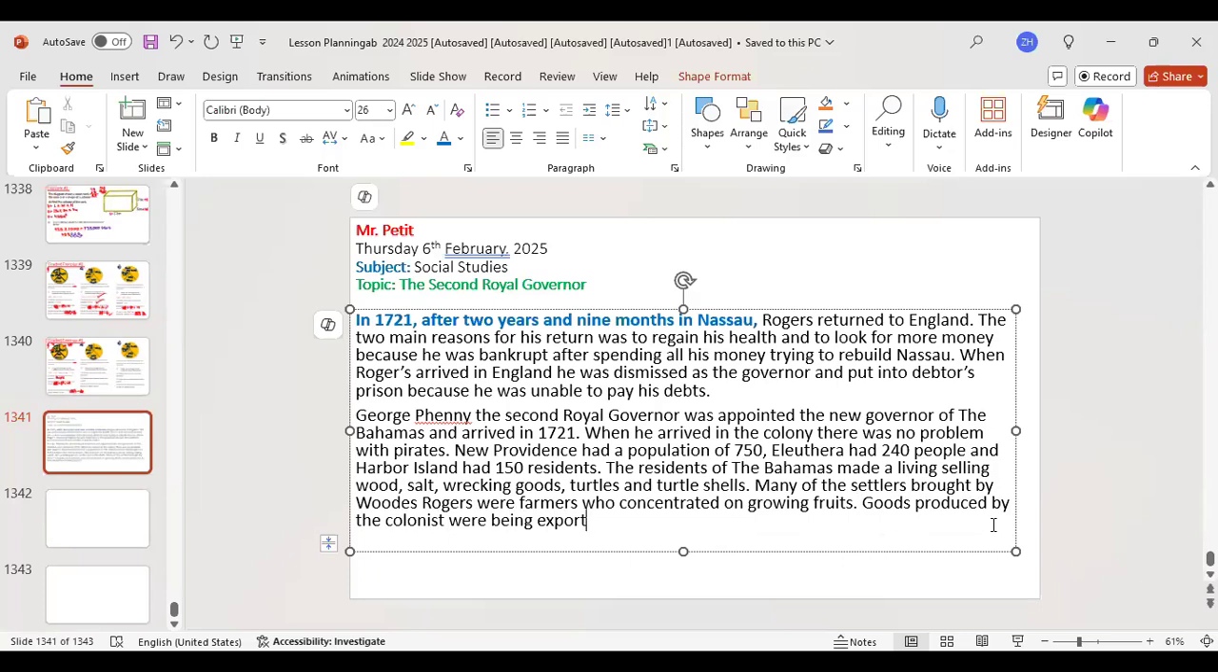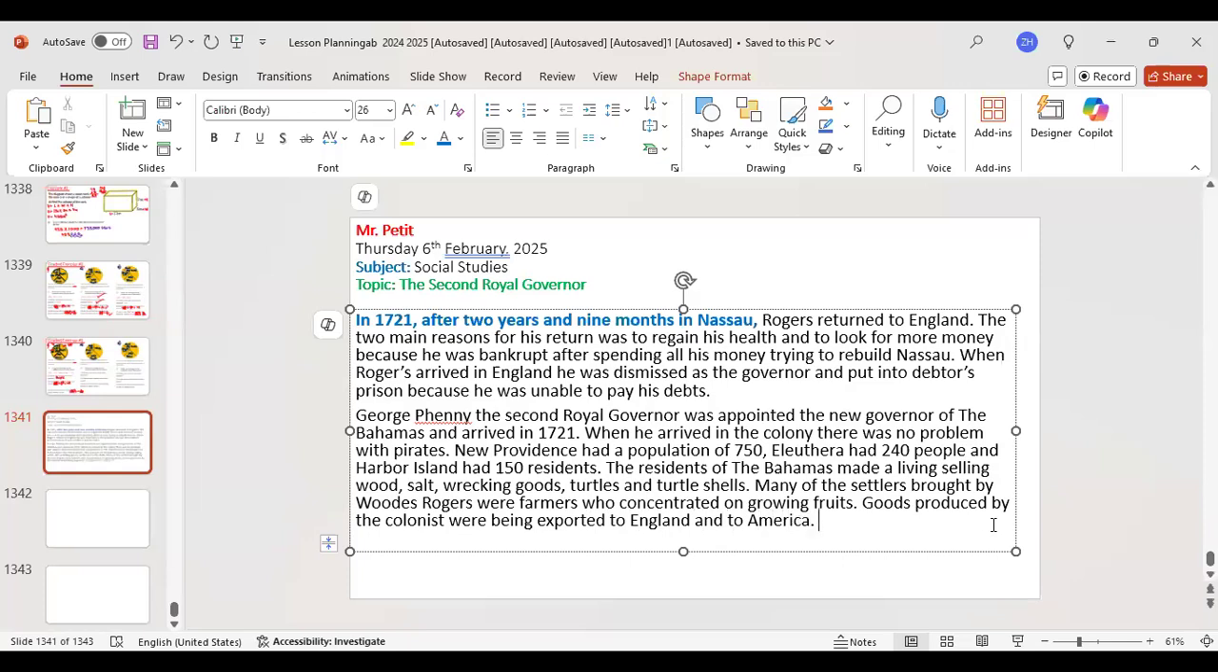So to import means to what? If you're importing, what does that mean? To bring things into the nation. And export means to take things out for the purpose of selling them, right? So goods produced by colonists were exported to England, and that's how they made their money. And to America.